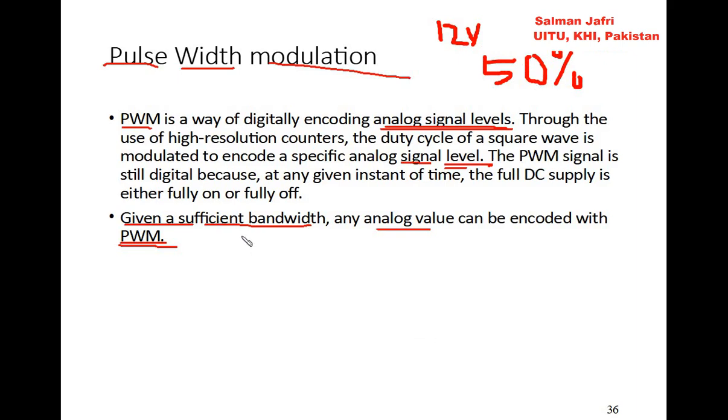So what is the condition? That this bandwidth should be sufficient. It should be a high bandwidth signal. If PWM is a high bandwidth or a high frequency signal, the analog voltage can be created very efficiently and very accurately. But if the frequency of the PWM signal is low, there would be a lot of distortion, and the created analog voltage won't be very smooth. That is the idea.